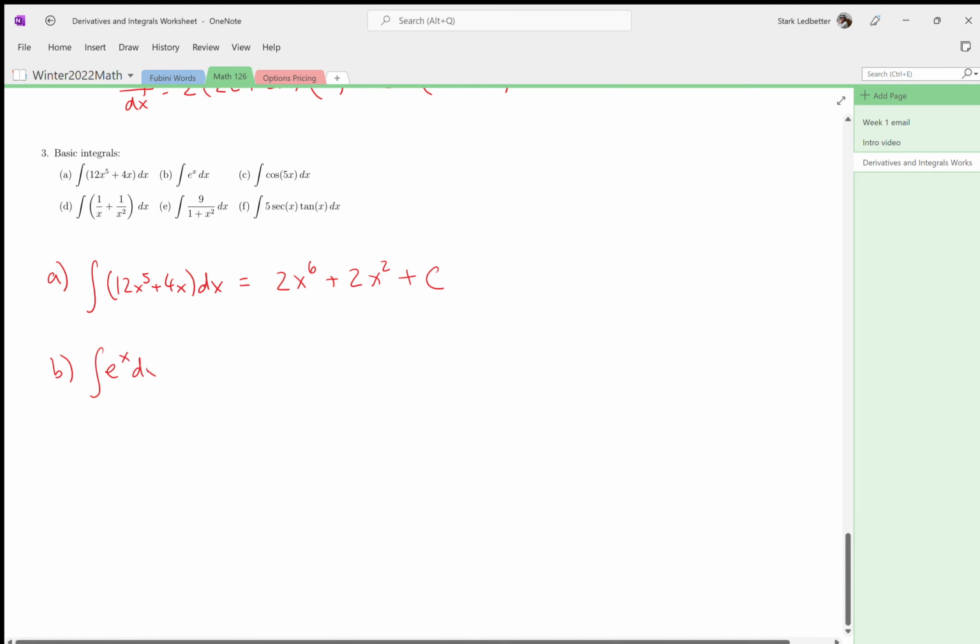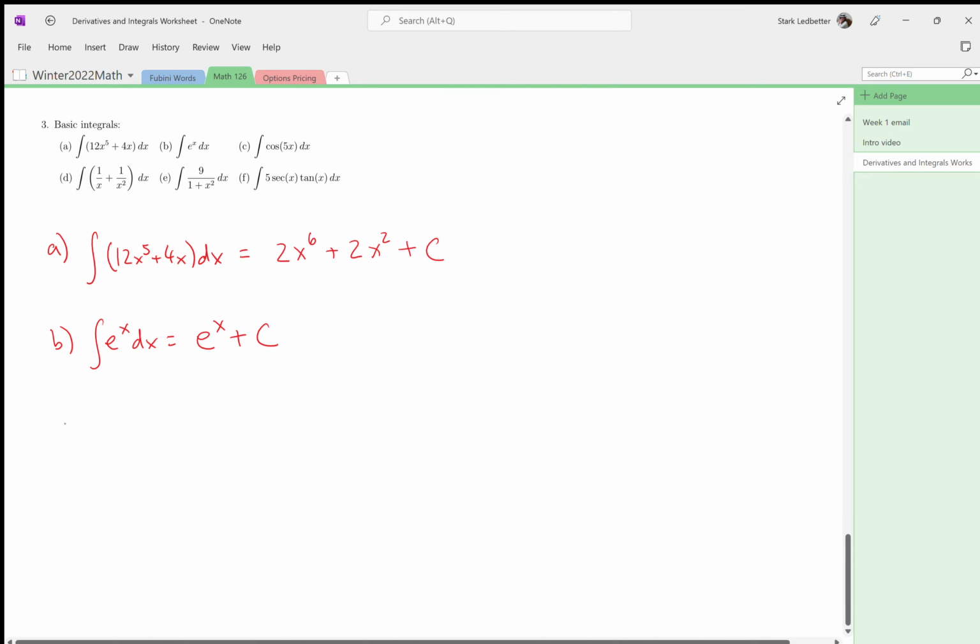Integral of e to the x, well, that's not any harder because the derivative was the same thing, so the integral is the same thing. All you got to do is remember to do the plus c.